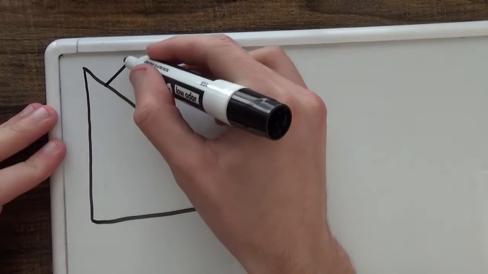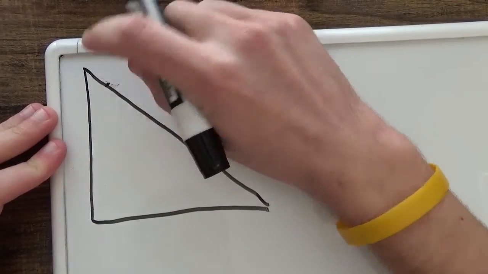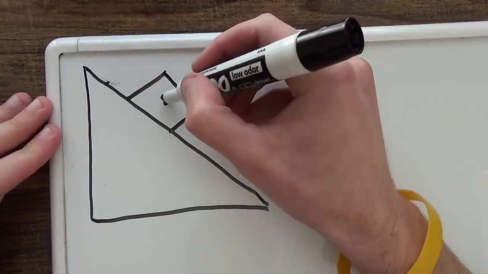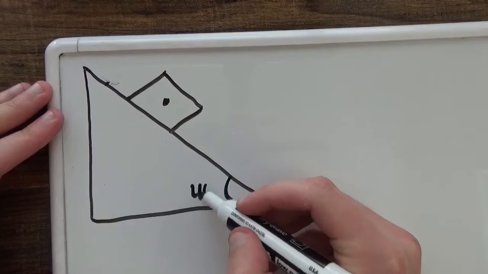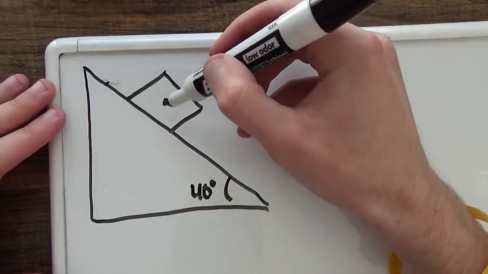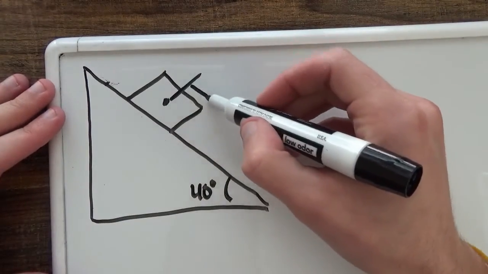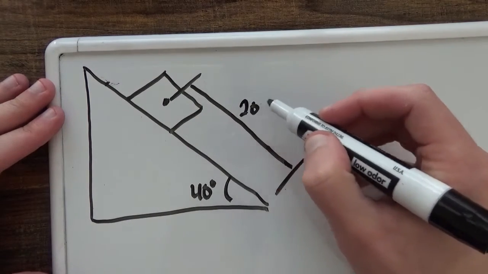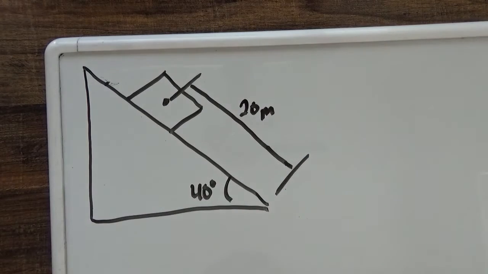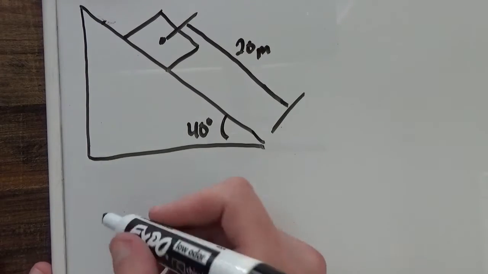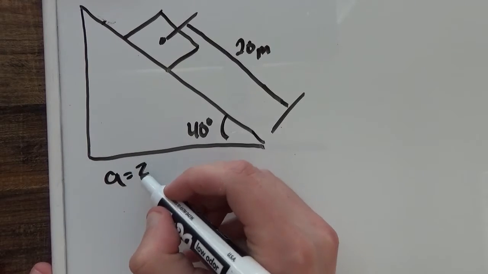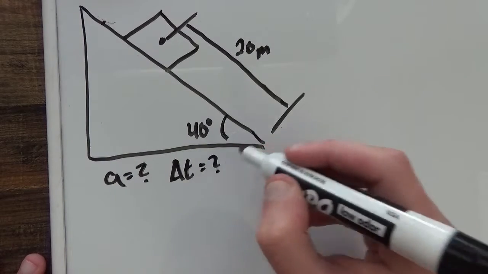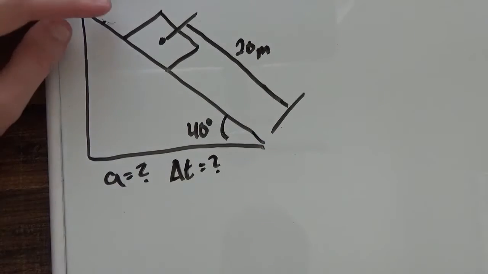Got a box up here at the top of the ramp. Actually, I'm going to put it down a little bit so that I can draw it. I'm going to put it right here. Box right here. They give us the angle of the ramp, 40 degrees, and they give us the length of the ramp here, which is 20 meters. And the problems are asking for the acceleration of the box as well as the time that it takes for the box to reach the bottom point down here. That's what we're solving for.